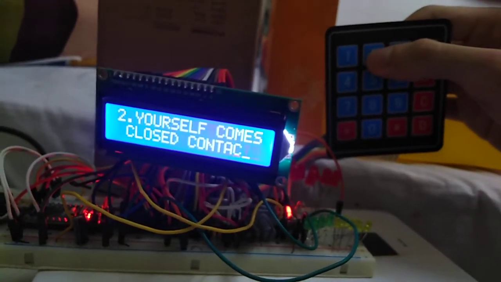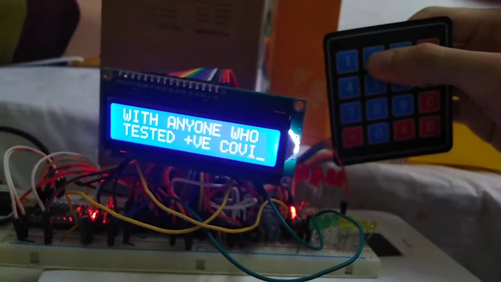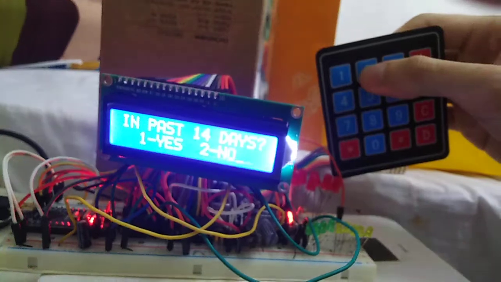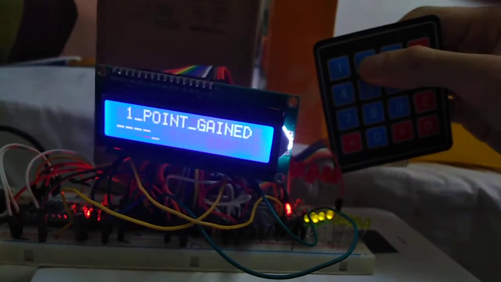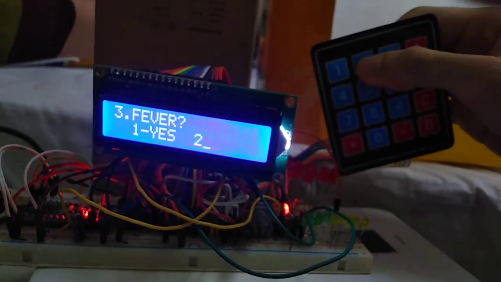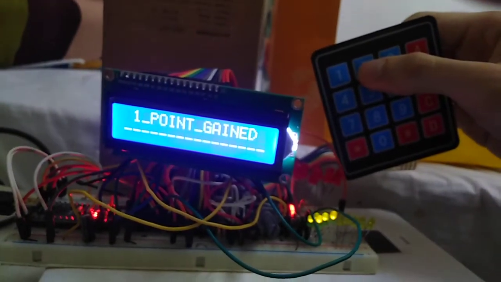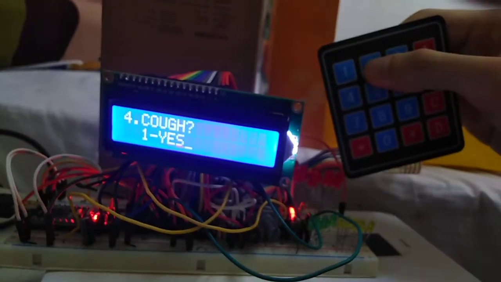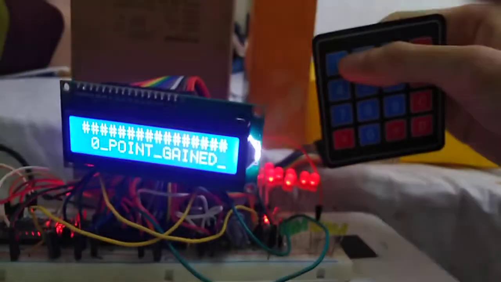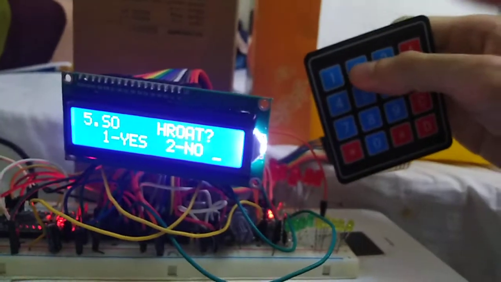So close contact. Assuming that the second registrant is coming, in the past 14 days, no. I did not have any of these symptoms yet. Let's say fever also no. But maybe I say I have a cold. So the red LED all lights up again. 0 points gained. Having a cold is also a kind of symptom, because COVID nowadays is very dangerous.